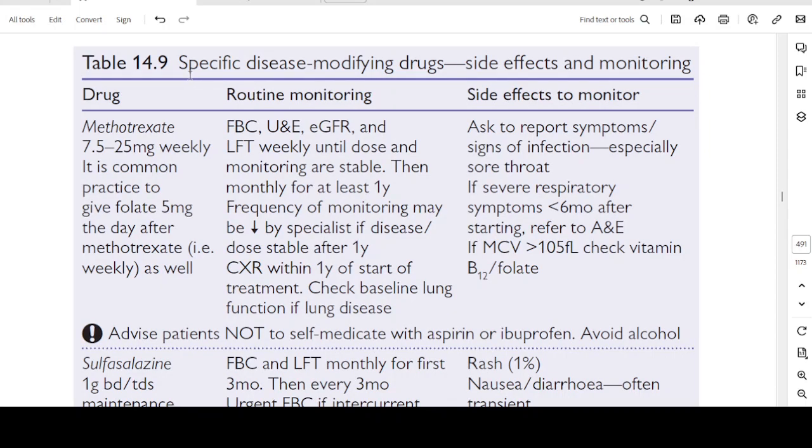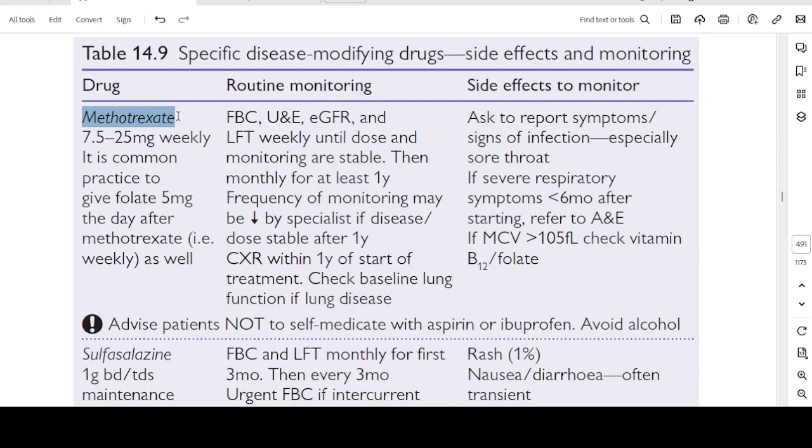So, table 4.9, specific disease modifying drugs and side effects and monitoring. Drug: methotrexate. Methotrexate is usually given in a dose of 7.5 to 25 milligrams weekly. It is common practice to give folic acid 5 milligrams the day after the methotrexate, that is weekly as well. So this was also asked. Routine monitoring: check the full blood count, urea, electrolytes, eGFR, and LFTs weekly until the dose and monitoring are stable, then monthly for at least 1 year. Frequency of monitoring may be decreased by specialists if disease or dose is stable after 1 year.